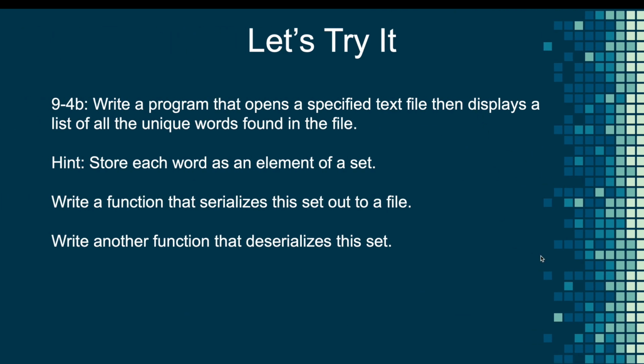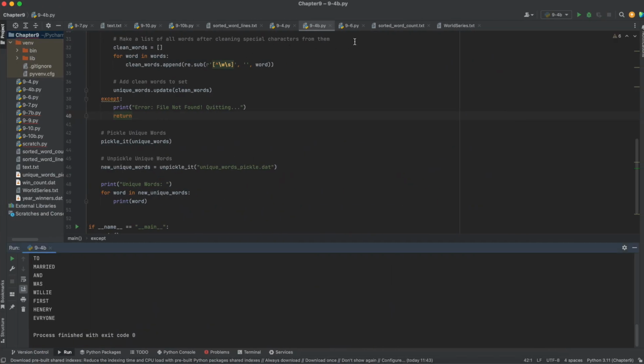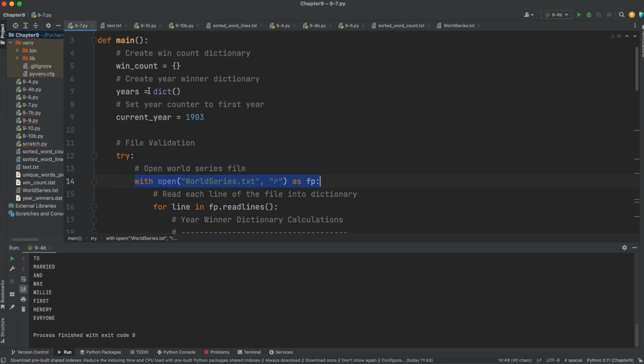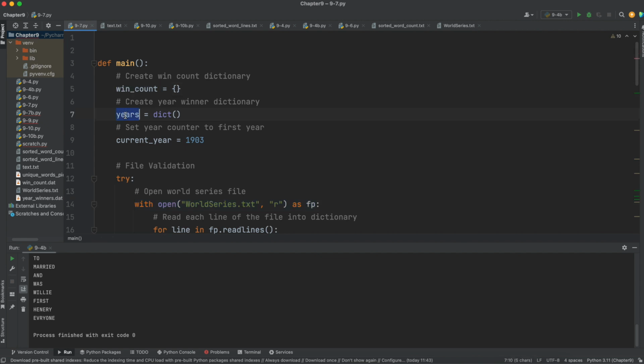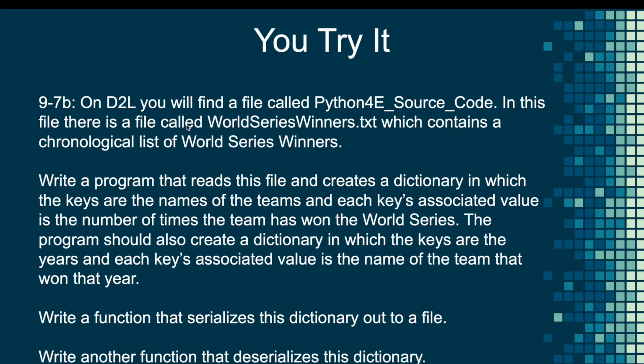Okay, so if it was that easy to pickle it, what I want you guys to try is do that same thing, but on the World Series winners. Now you're going to have to write a function that serializes this dictionary and deserializes, just like we did before, but you're going to do pickling on both, if I come back over here, the win count and years dictionaries. I want you to do two separate pickles on each of these. Okay, so go ahead and pause the video, try that on your own, and once you come back, we'll go ahead and go over that together.